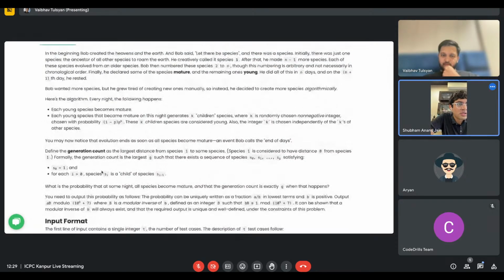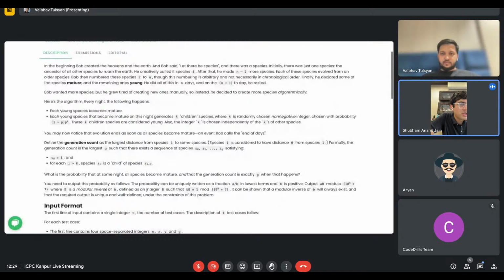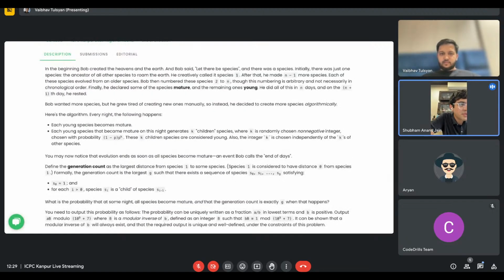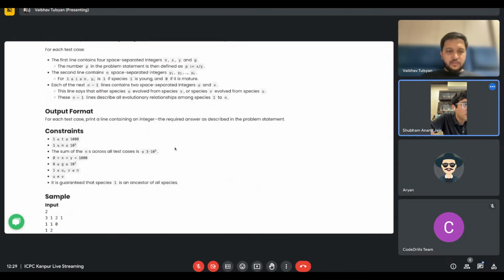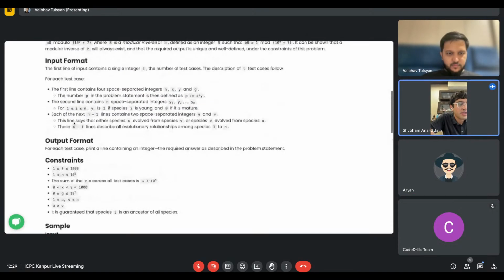So what I understand is there are some species from 1 to n. Each young species becomes mature. Each young species that becomes mature on this night generates children species which are not mature, I guess, which are also young. Okay, and there is a good probability of k also being 0, because there is 1 minus p probability of k being 0. I assume that p has to be less than 1 or something in this problem. Yes, p is between 0 and 1, but not exactly 1 or 0. Yeah, it can't be 1. Okay, that makes sense.